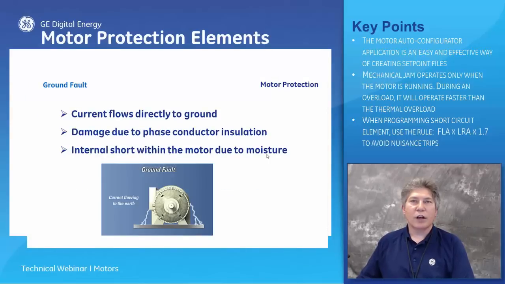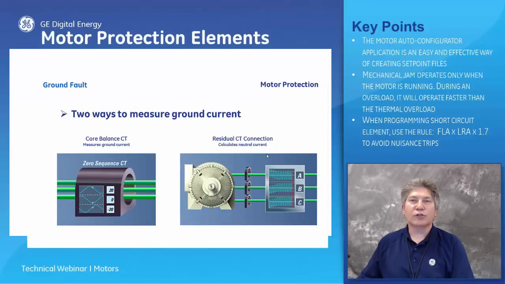Ground fault. Current flows directly to ground, due to damage to phase conductor insulation or internal shorts within the motor due to moisture. There are two ways to measure ground fault. You can use a core balance zero sequence CT that measures the current. It is extremely accurate, but unfortunately a little more expensive because of the amount of iron. Another way is to use the existing phase CTs. This is called the residual CT connection, which calculates the neutral current.